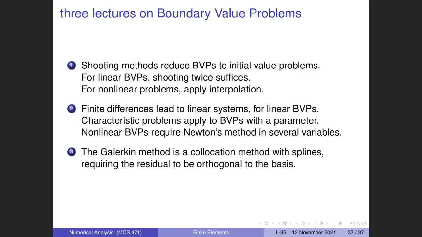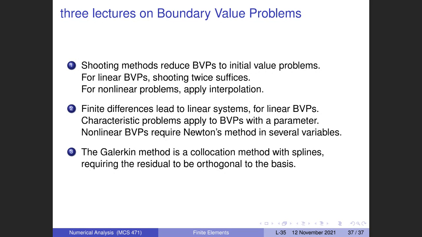Two minutes to conclude the three lectures that we have covered. We started two lectures ago with boundary value problems, reducing the boundary values to initial value problems, and making an important distinction between linear and nonlinear boundary value problems. We have to shoot twice to get the actual solution accurately for linear boundary value problems. For nonlinear boundary value problems, we apply linear interpolation to get the secant method, quadratic interpolation to continue our root finding process. So for nonlinear problems, we actually solve a root finding problem.